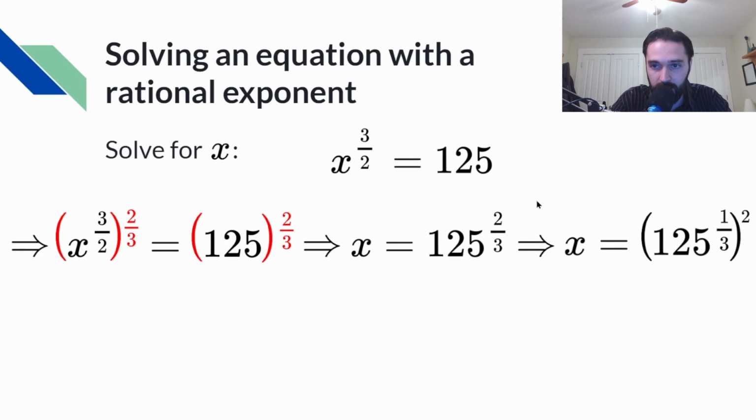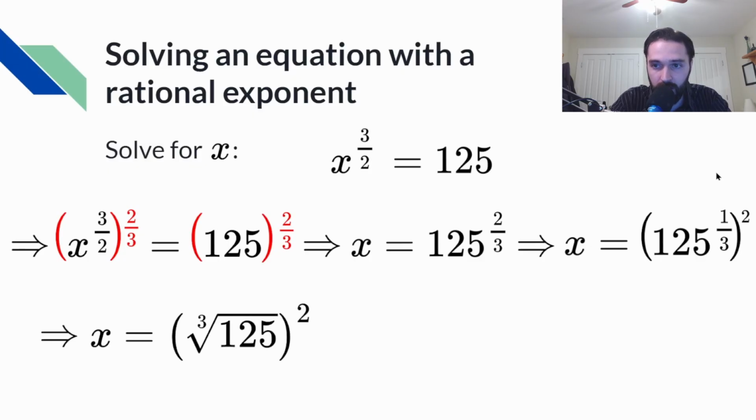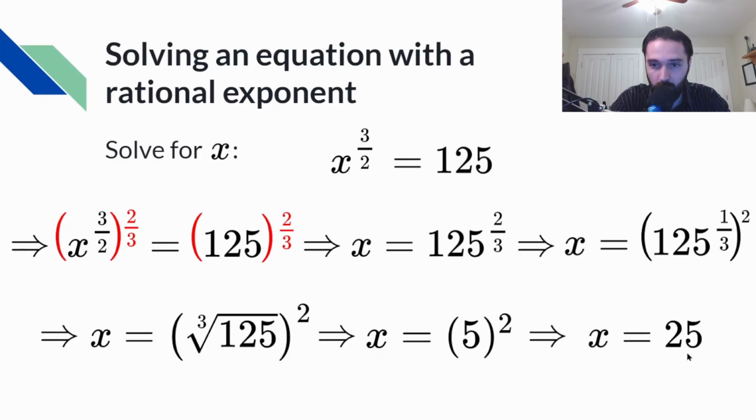Let's rewrite that as x equals 125 to the 1/3 power, whole thing squared. In the parentheses, that turns into the cube root of 125, and we know what that is. The cube root of 125 is 5, because 5 times 5 times 5 equals 125. So we have x equals 5 squared, which is 25. Our final answer is x equals 25.